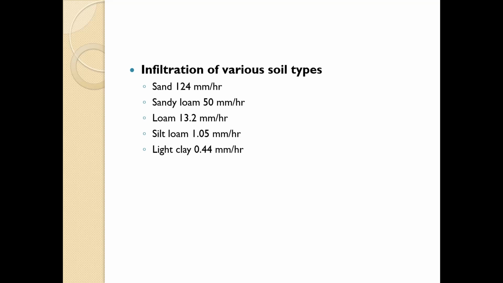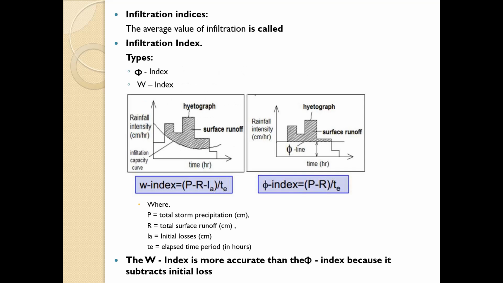These are the infiltration rates of various soil types. For sand it is very high, and for light clay it is low. So you can see the infiltration indices. The average value of infiltration is called the infiltration index. The types are phi index and W index. So here you can see the graphs showing the W index and phi index.